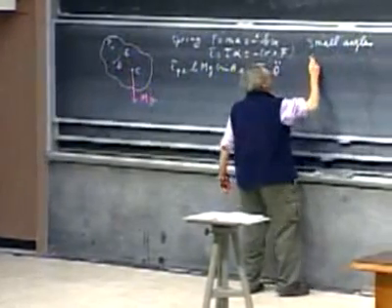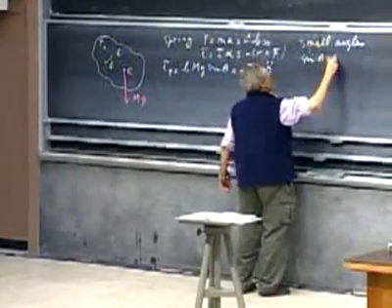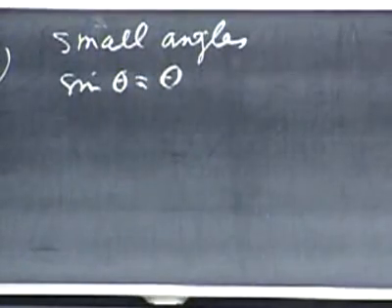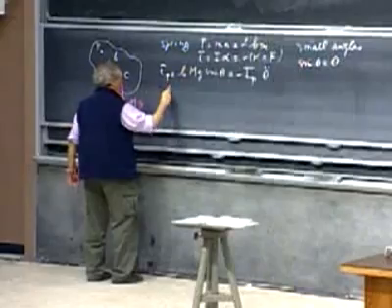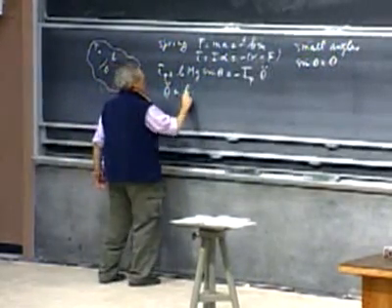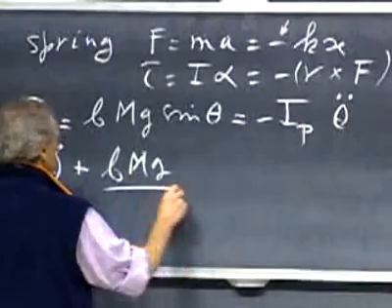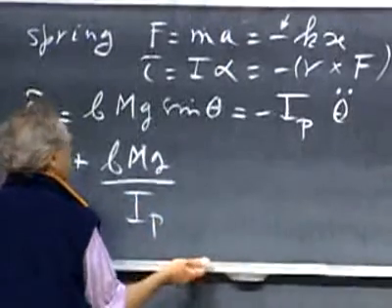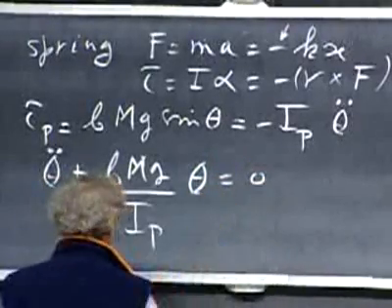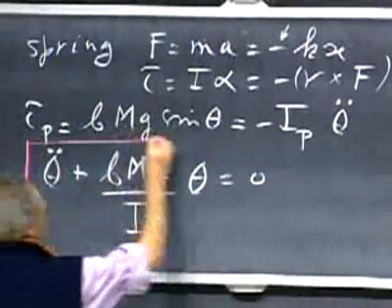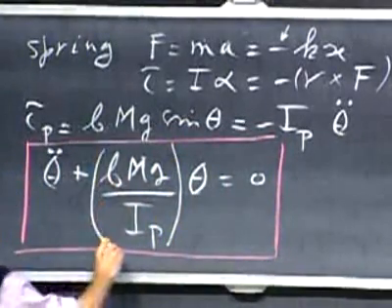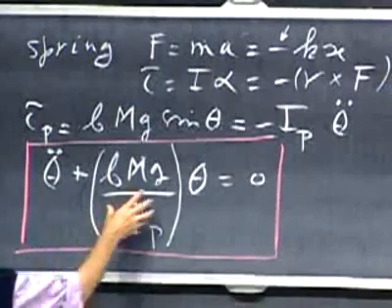For small angles, the sine of theta is approximately theta, if theta is in radians. And so I bring this all on one side, so I get theta double dot plus b mg divided by the moment of inertia about that point P times theta, now this is my small angle approximation, equals 0. And this is a well-known equation. It is clearly a simple harmonic oscillation in theta, because this is a constant.